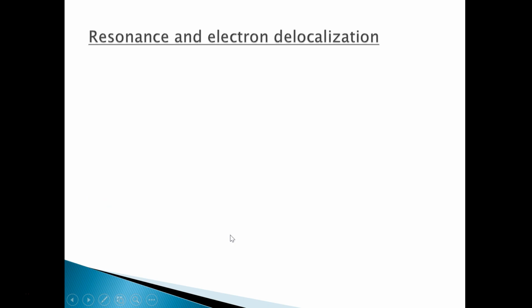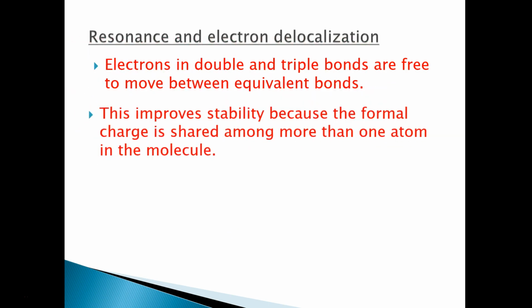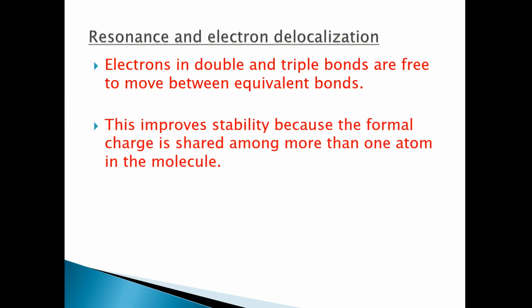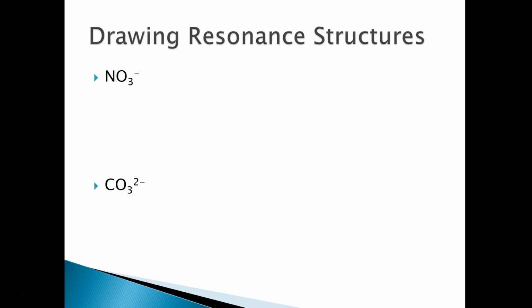All right, so resonance and electron delocalization. Electrons that are involved in double and triple bonds are actually free to move around between equivalent bonds. In other words, they are delocalized. This improves stability in the molecule because the formal charges on all the atoms are spread out and shared throughout the molecule. It also will equalize the bond lengths and strengths between equivalent bonds. I'll show you what I mean by that in the next example. When you have to draw resonance structures, you have to draw all of the possible structures showing the double and triple bonds in all the potential locations they could be.